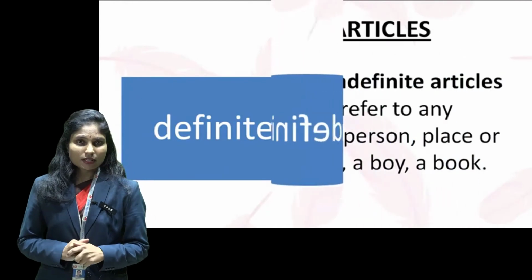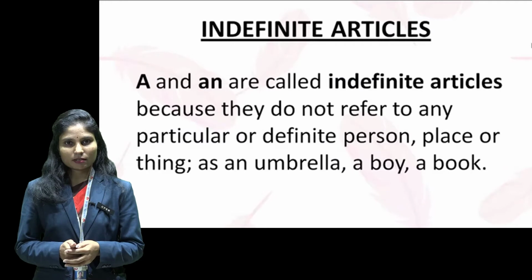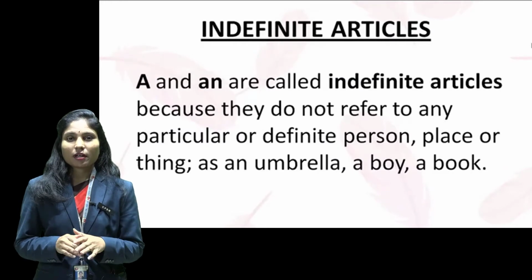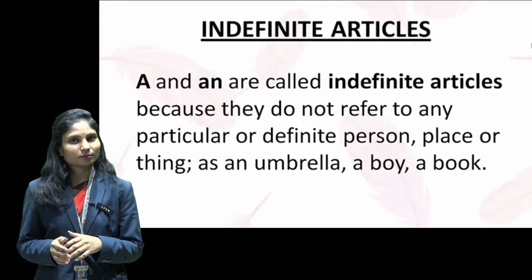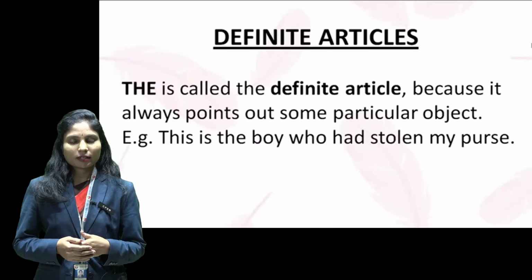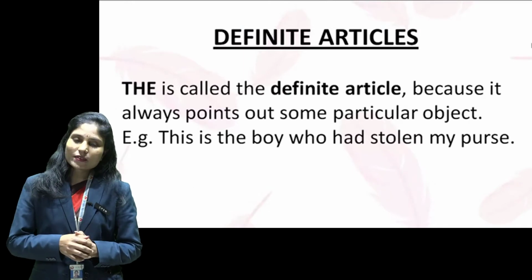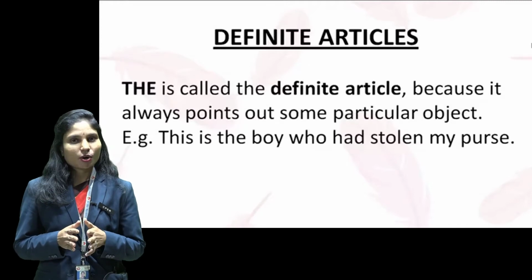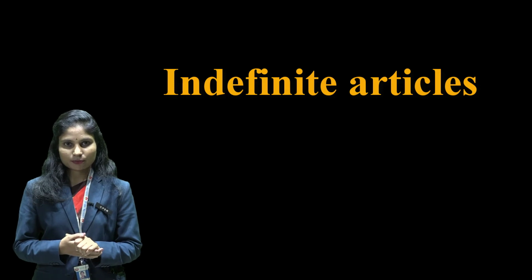What are the indefinite articles? A and an are called indefinite articles. And why so? Because they do not refer to any particular or definite person, place or thing. And what are the definite articles? The is called the definite article. And why so? Because it always points out a definite or particular person, place or thing. Today we will learn indefinite articles.